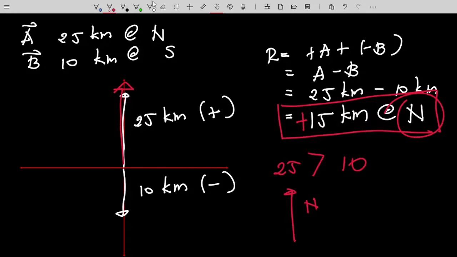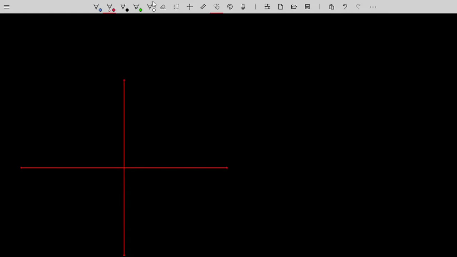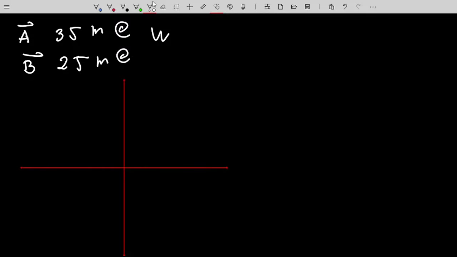Now let's try to have another example. Now let's say your vector A and your vector B. And the value of vector A is 35 meters at west. And the value of vector B is 25 meters at west also. Now the first thing to do, of course, is to graph these two vectors. Now we know that your vector A is going to the west direction, which has a value of 35 meters. So this is our vector A.